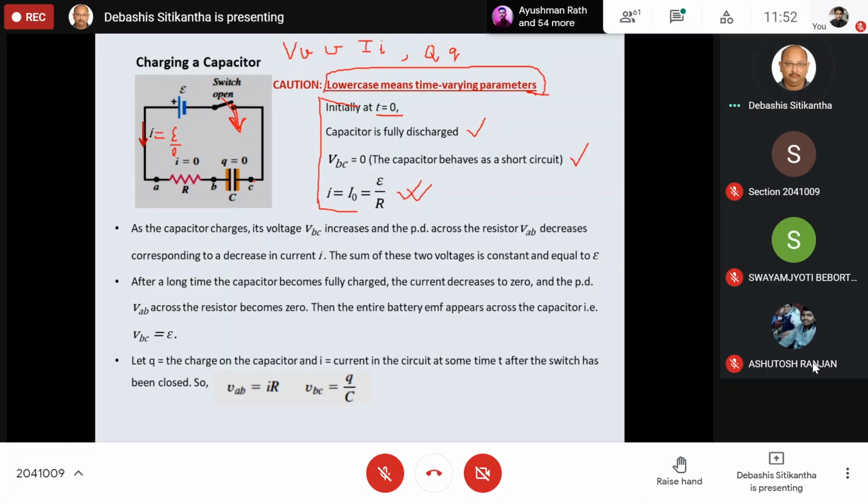Okay. Now, just go through the notes. As the capacitor charges, its voltage VC, that is the voltage across this capacitor, the voltage is VC.